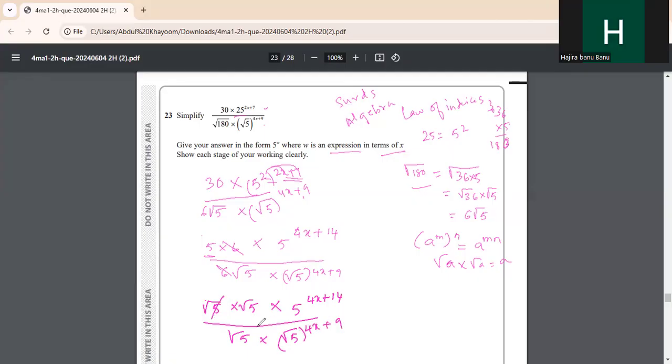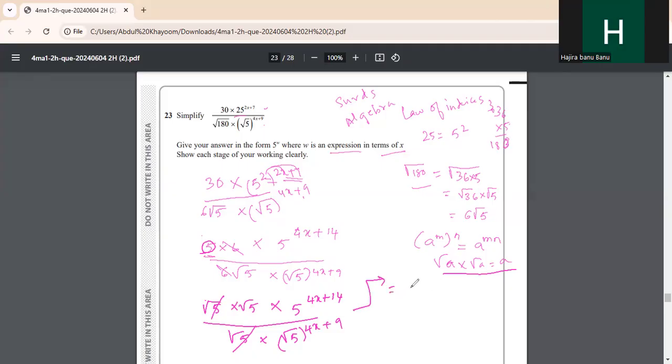Now this root 5 gets cancelled because I used this concept here. I wrote 5 as root 5 times root 5. Remember, all is in multiplication. That's why I'm cancelling everything. If it is in addition and subtraction, I cannot cancel individual terms like this. That you need to remember. So here, I will continue.